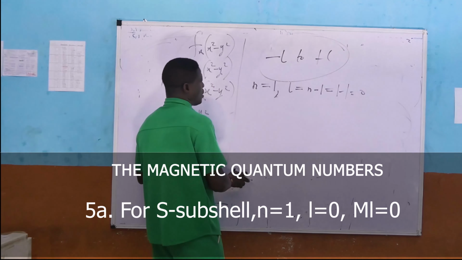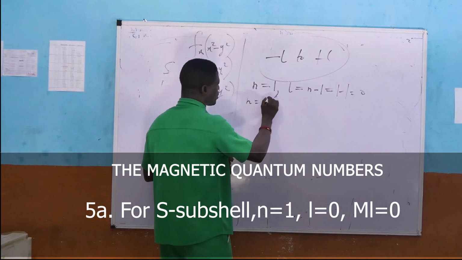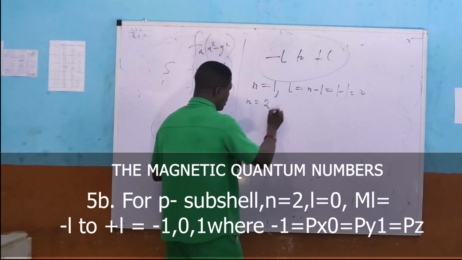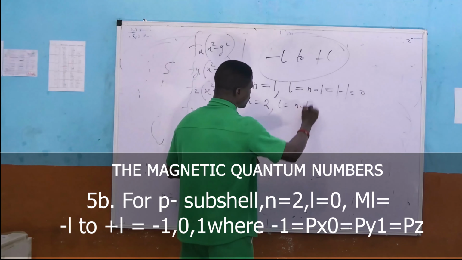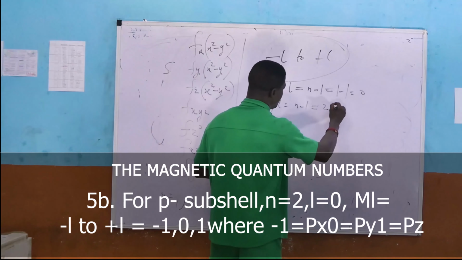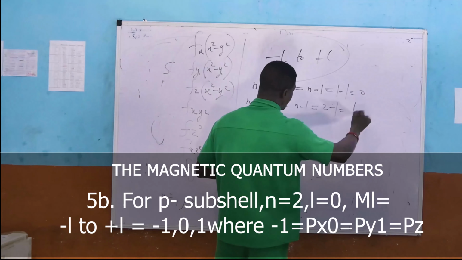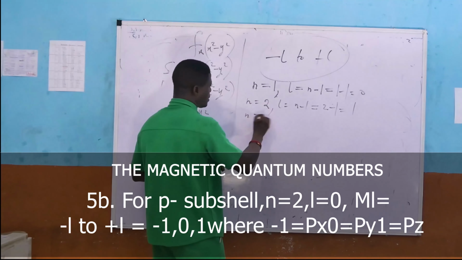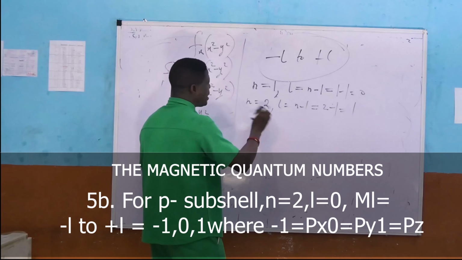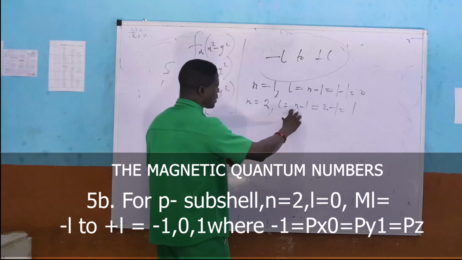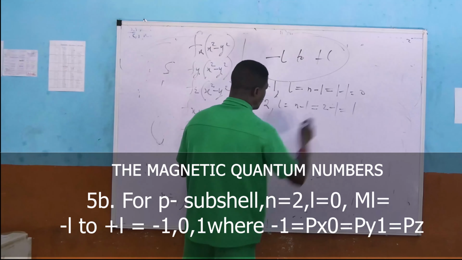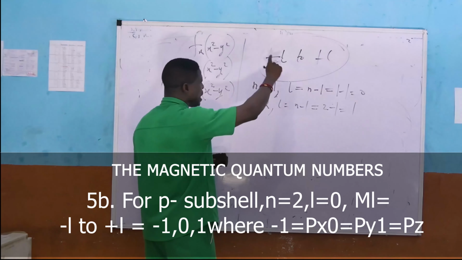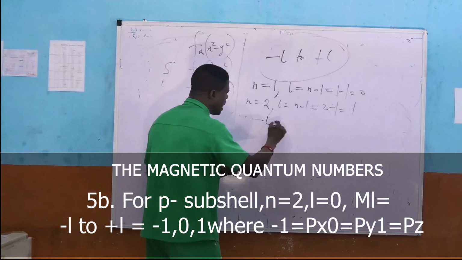Now, when n is equal to 2, the azimuthal quantum number is equal to n minus 1, which is 2 minus 1, and that is equal to 1. When n is equal to 1, the azimuthal quantum number is n minus 1, which is 1 minus 1, equal to 0. Therefore, the possible magnetic quantum number values range from minus l to plus l.